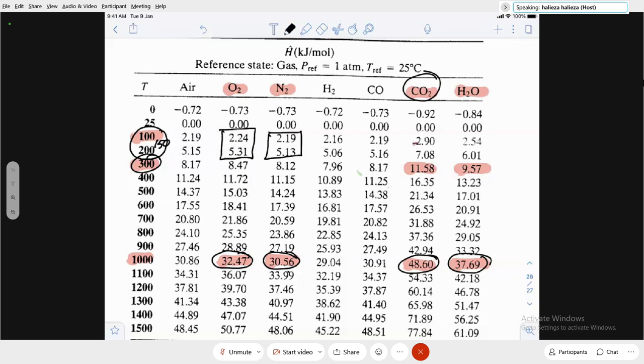Besides that, what else is coming out that we can get from appendix B8? Okay, we have carbon dioxide and water. So you have to interpolate also for carbon dioxide and water vapor at 150. So they are also listed in your product: water vapor, carbon dioxide, and nitrogen.